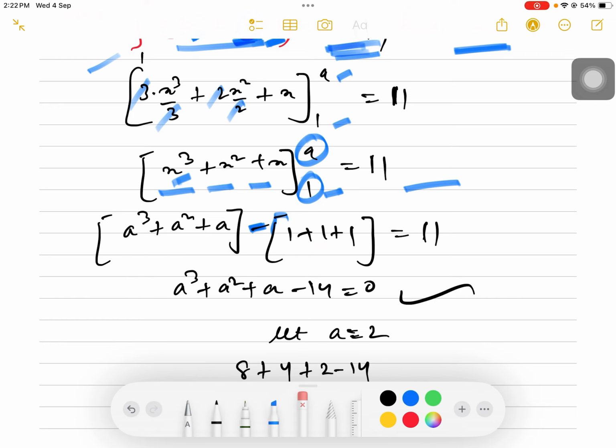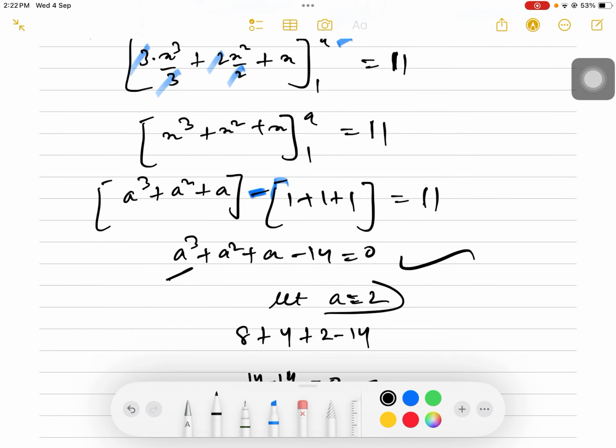Since it is a cubic equation, we cannot factorize directly. For solving a cubic equation, we have studied in 9th class: first we have to find a zero of the equation. First we try 1, then minus 1, then 2, minus 2, like that, until we get 0. For 1 and minus 1, if you substitute instead of a, we will not get 0. Then I checked for positive 2, and when I kept positive 2 instead of a, I got 0.